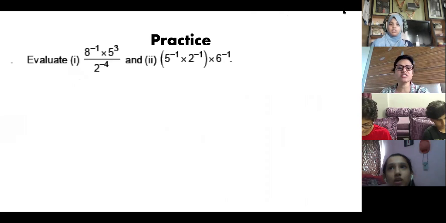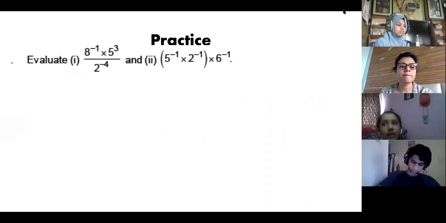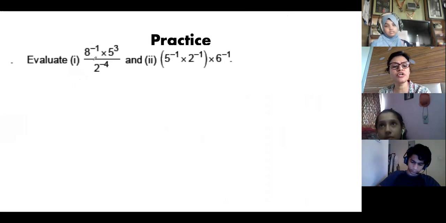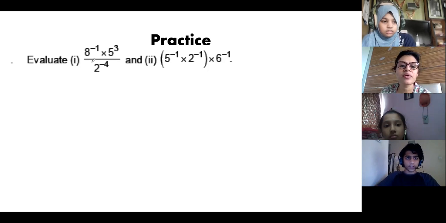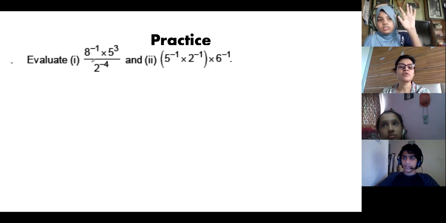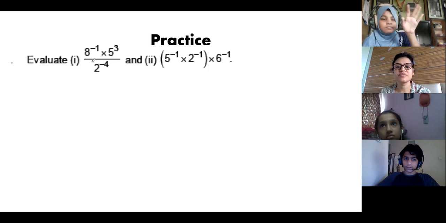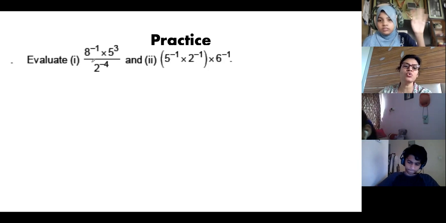So I have told you the step. Start doing it. 8 should go in the denominator and 2 in the numerator, so both the powers will become positive. Yes. So 8 will go in the denominator and 2 will go in the numerator with the positive powers. Then 8 becomes 2 raised to 4 positive into 5 raised to 3 upon 8. Then solve it. Simplify means you will have to cancel.